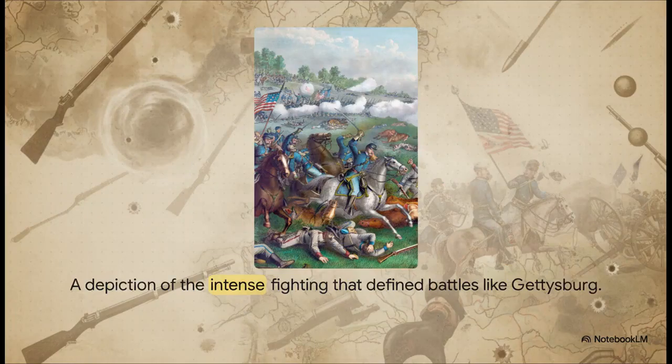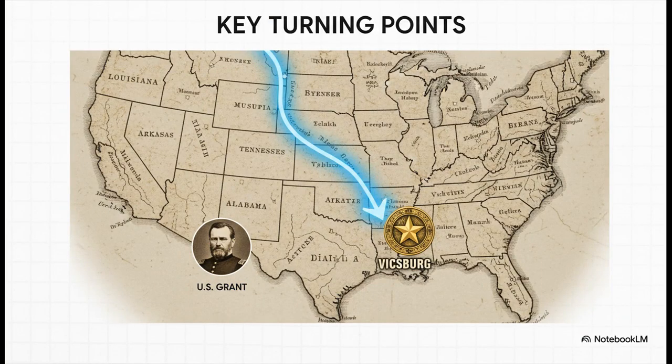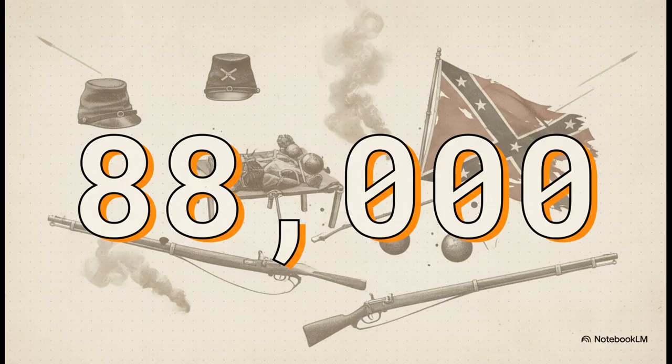You can almost feel the intensity here. It was a bloodbath, but it was a crucial Union victory. Right after Gettysburg, Grant took Vicksburg. That 1-2 punch really shifted the war's momentum for good. And the brutal fighting continued.